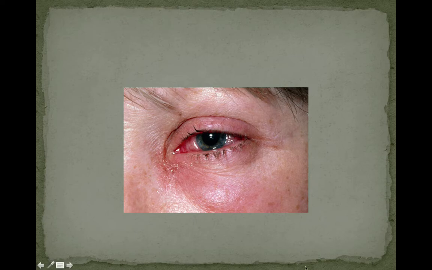Here's a person who has classic pink eye. They have a very injected sclera and conjunctiva. It's very watery and loose, and the eyelashes themselves look like they've got matted material or discharge around them. They usually might have some material in the inner canthus as well.